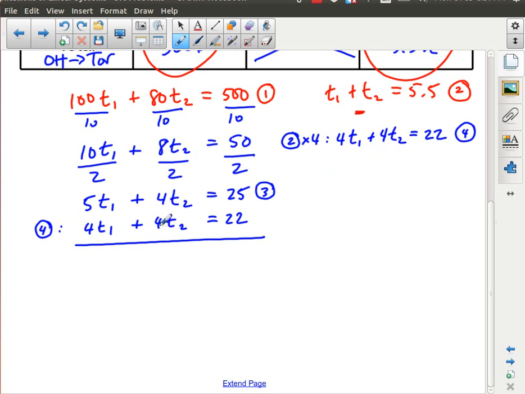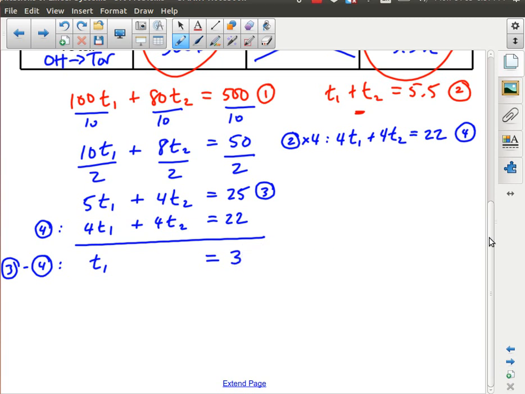These 4s match up. They have the same sign. So if you remember our lesson on solving by elimination, I have to do subtraction. So I'm now going to do equation 3 minus equation 4. 5t1 minus 4t1 just gives me 1t1. 4t2 minus 4t2 gives me 0. That's the elimination part. 25 minus 22 gives me 3. So t1 is equal to 3. I've got my first answer.